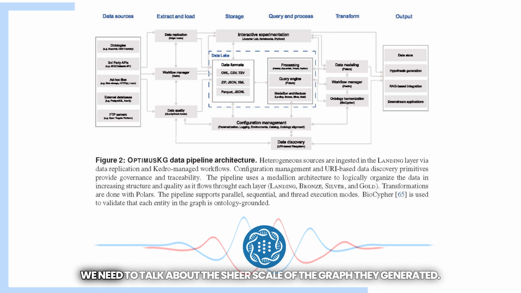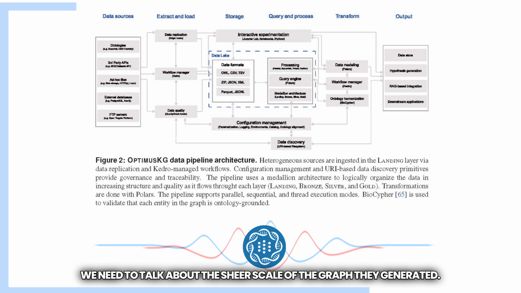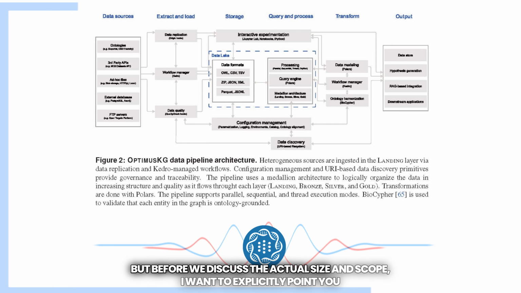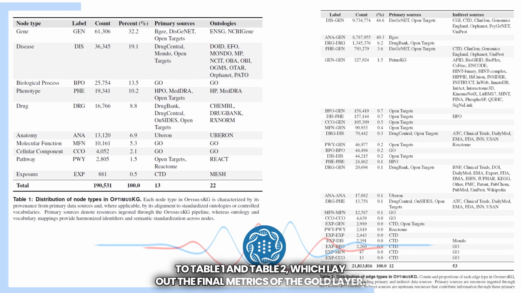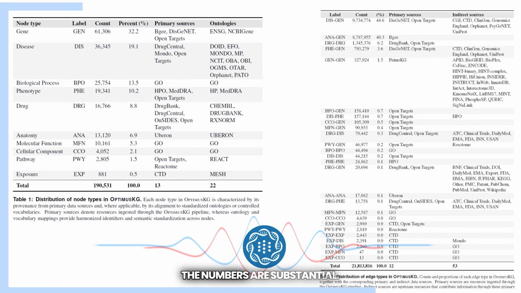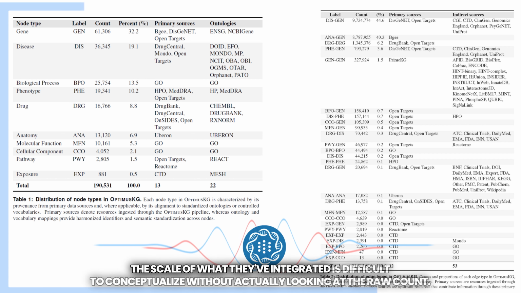Very true. We need to talk about the sheer scale of the graph they generated. But before we discuss the actual size and scope, I want to explicitly point you to Table 1 and Table 2, which lay out the final metrics of the gold layer. Yeah, the numbers are substantial. The scale of what they've integrated is difficult to conceptualize without actually looking at the raw count.